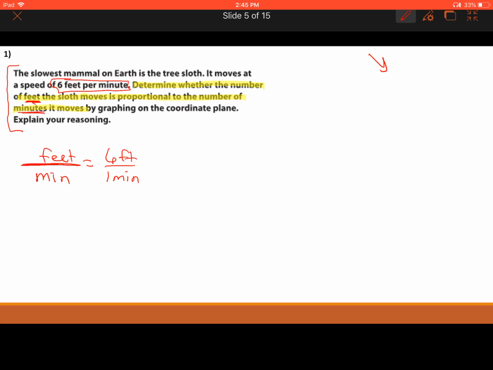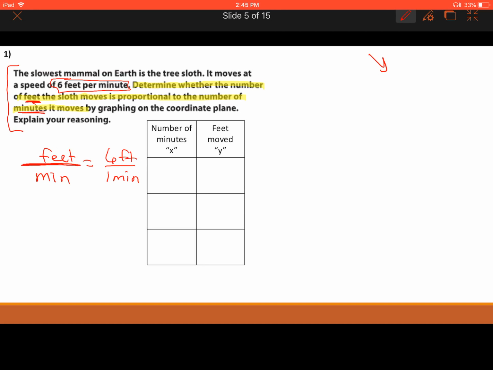So 6 feet each minute. All right, let's go ahead and represent this information in a table. And if you look at our table, in our first column, we have the number of minutes. In our second column, we have the number of feet, or the amount of feet moved. So if we know that this sloth travels 6 feet every minute, we know that after the first minute, the sloth will have traveled a total of 6 feet.